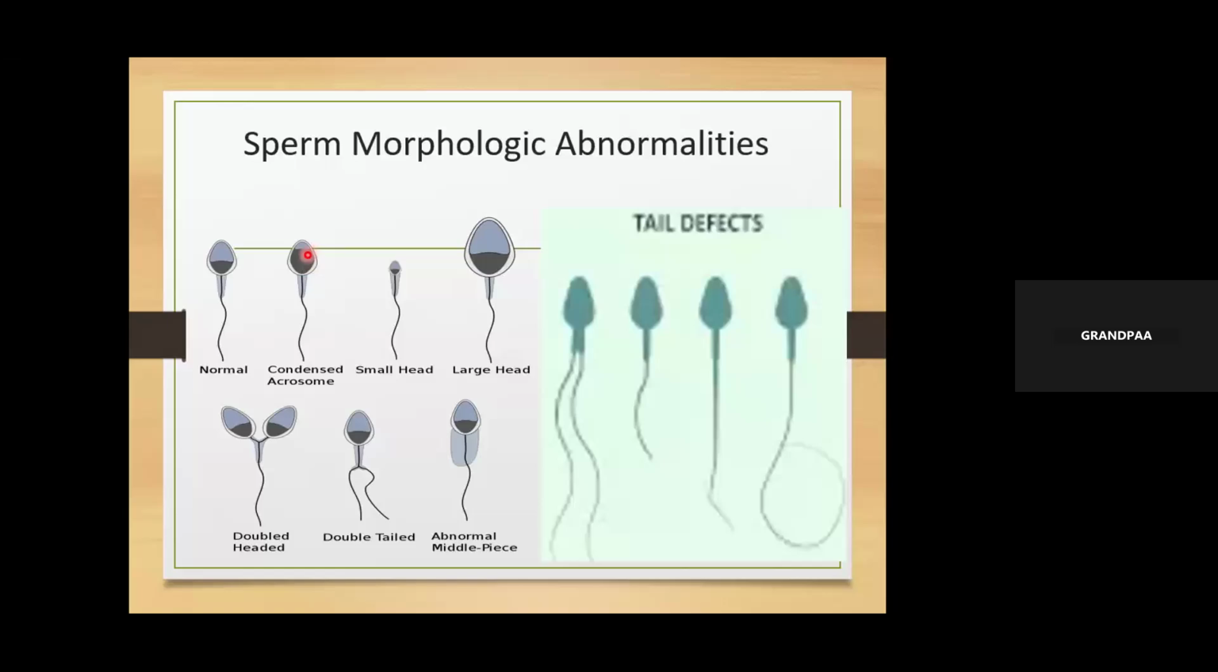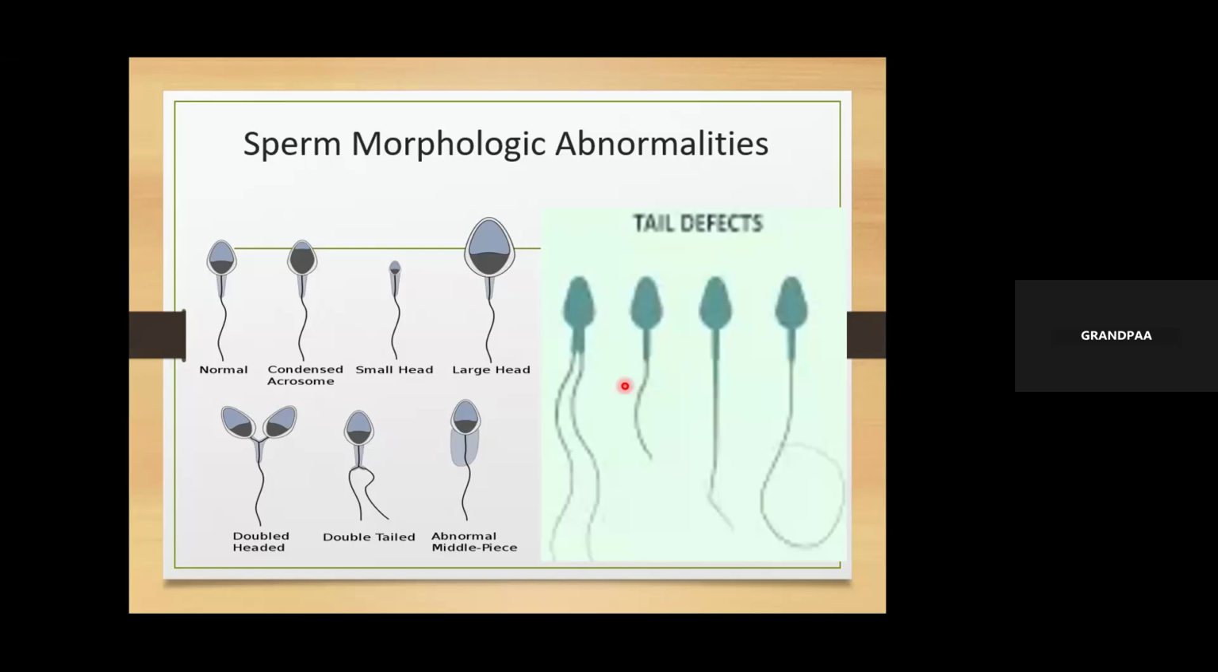Acrosomeless. Once you say acrosomeless, it means that there is no acrosome. But this one has a little bit of an acrosome, but you have a condensed nucleus. And of course, this is a small head, large head, double-headed, double tail, abnormal neck, and defects in the tail, all the things that we talked about. This is a singly bent tail, and so forth and so on.